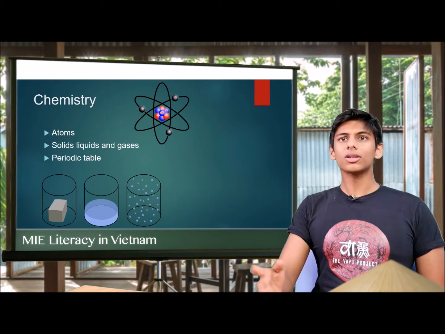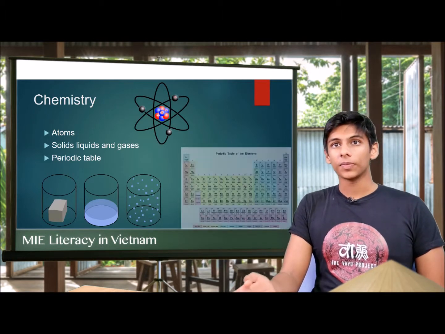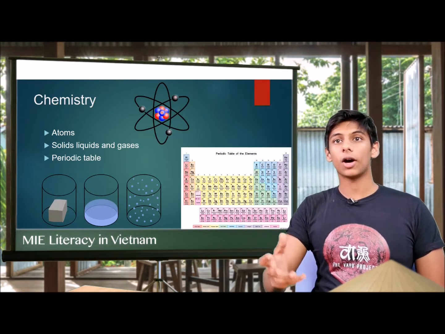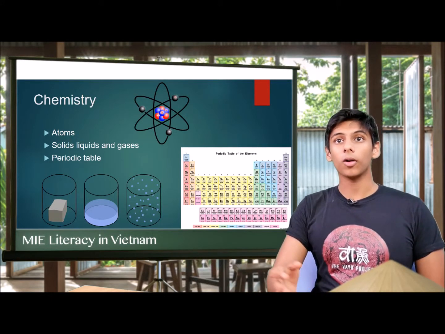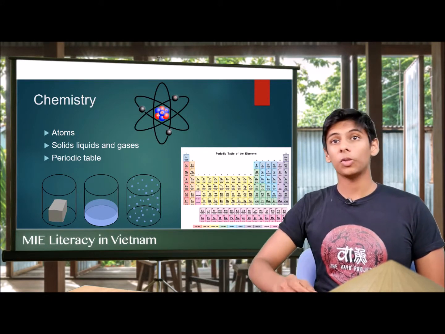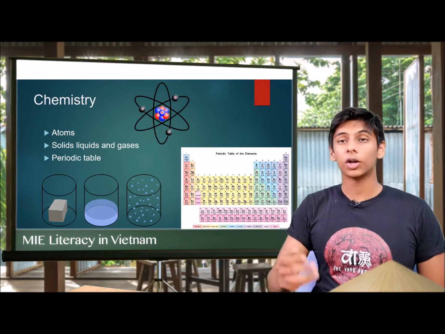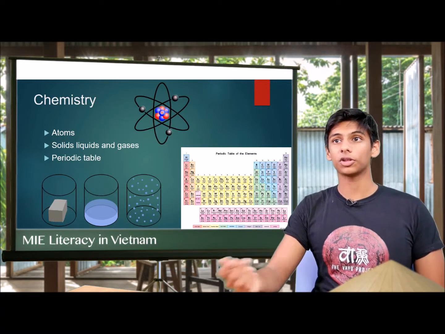So we also study the periodic table. Now, the periodic table lists out all the elements that exist on Earth. The periodic table also lists out some elements that we have not yet discovered, but we expect to discover in the future.